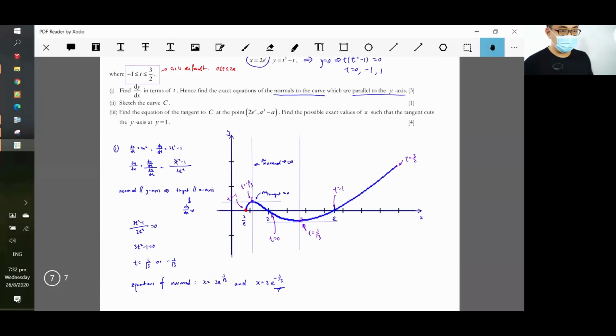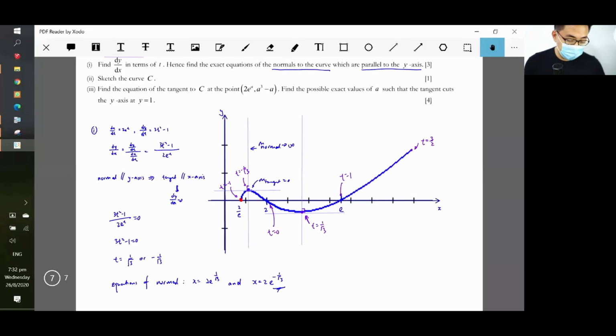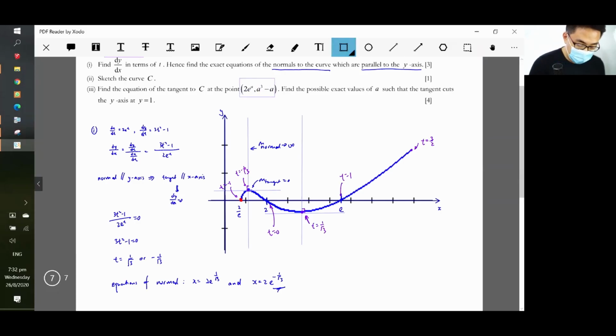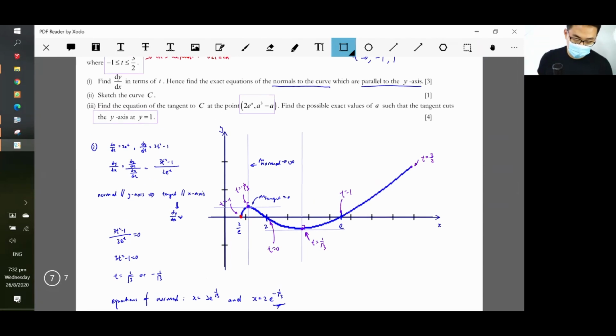Sketch the curve. I'm going to do the last one. Find the equation of the tangent to C at the point, this one. Find the possible exact value of a such that the tangent cuts the y-axis at x equals 1. Okay, at the point, okay, good.